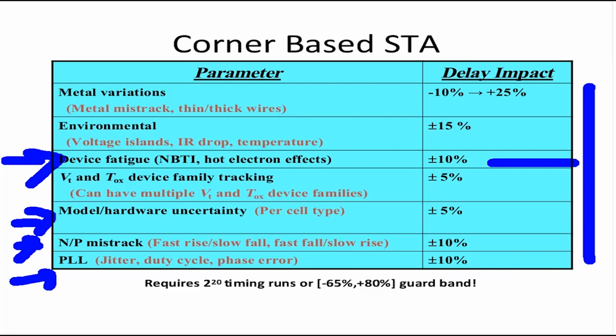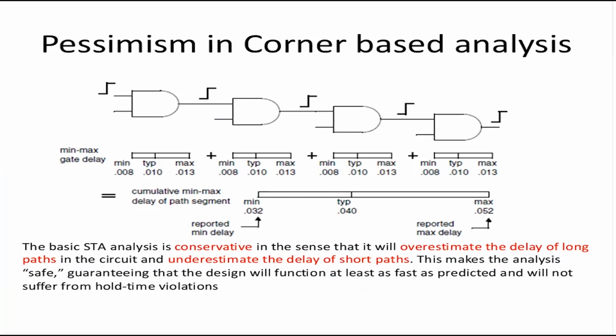The corners are increasing because of this variation, right? Because of so many variations. Earlier, variations like device fatigue were not even of any consideration, right? So this is where the problem arises. So let's look at the corner based analysis and see how it tries to model the local variations.